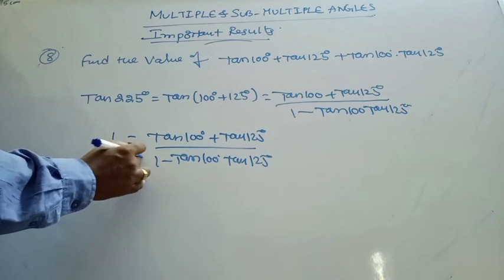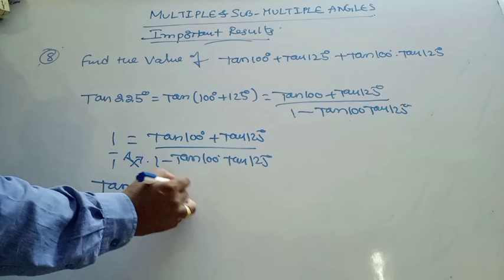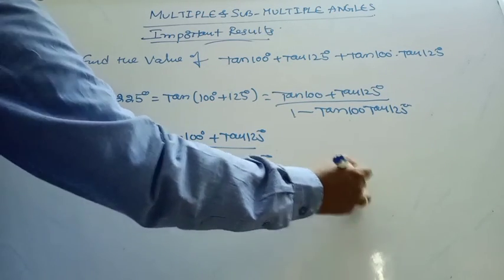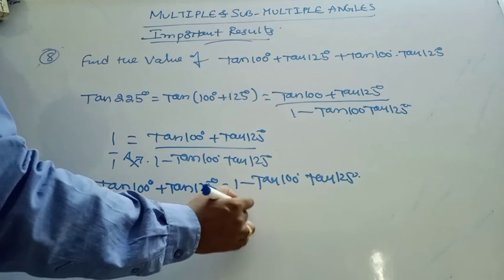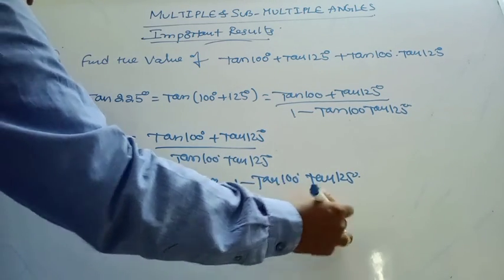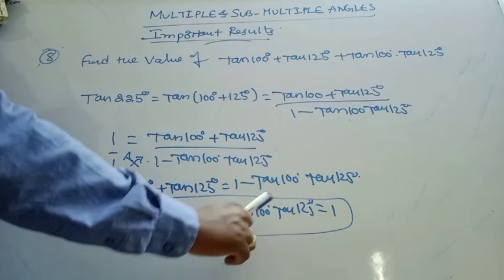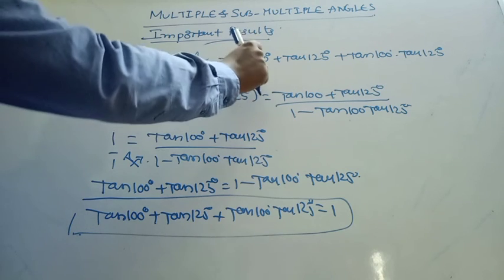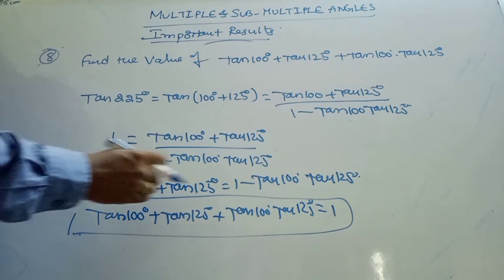Now if you do the cross multiplication here, my dear students, we will get tan 100 plus tan 125 degrees equal to 1 minus tan 100 into tan 125 degrees. Now if you bring this to the left side, we will have tan 100 plus tan 125 plus tan 100 into tan 125 equal to 1. See how elegantly we have got this particular result. The same way we did the previous problem. Once you observe this result, 100 plus 125 is nothing but 225. You write that in the form of the tan (A plus B) formula, tan A plus tan B by 1 minus tan A tan B, and do the cross multiplication. From that you can get it very easily.